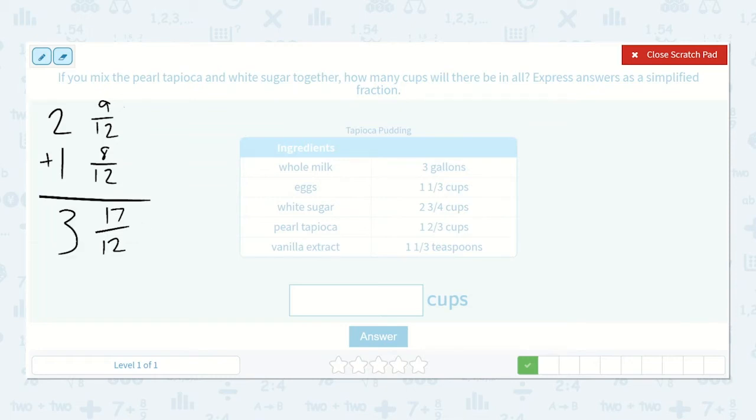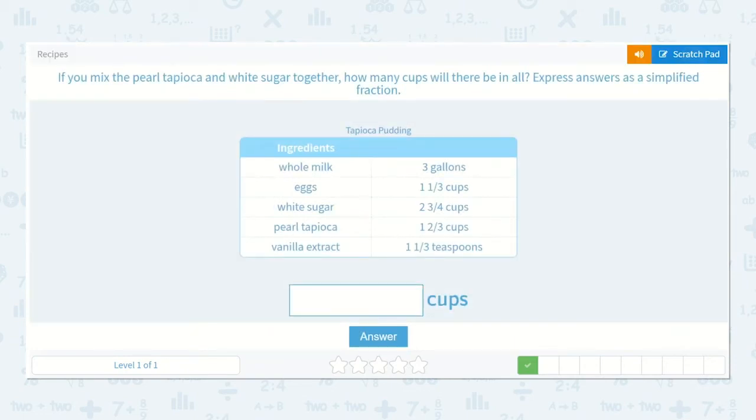Well, 17/12 is an improper fraction because 12/12 would be 1 whole. So I know that 17/12 would be 1 whole and then we would have 5/12 left over. So we need to add 1 and 5/12 to 3. So 1 plus 3 is 4. So that would be 4 and 5/12. So our final answer is 4 and 5/12 cup.